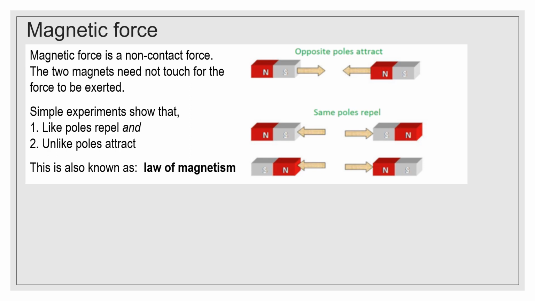As you can see in the diagram, the magnets do not touch each other for the force to be exerted. Simple experiments show that like poles repel and unlike poles attract. For example, if the North Pole is kept close to the South Pole, there will be attraction. Whereas if the two South Poles are kept near to each other, they will repel each other. Or even if the two North Poles are kept near to each other, they will repel each other. This is also known as the law of magnetism.